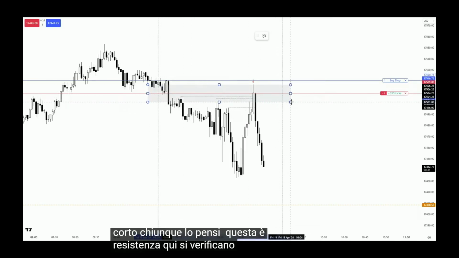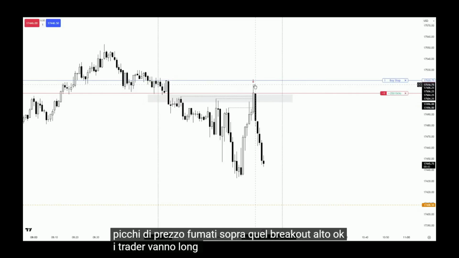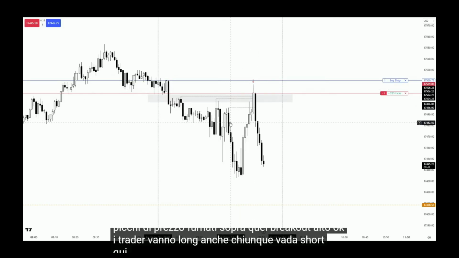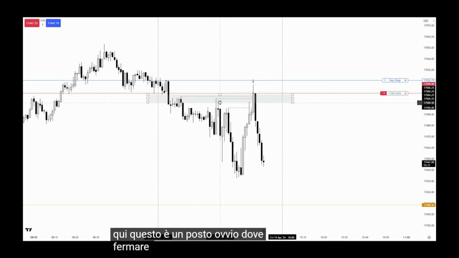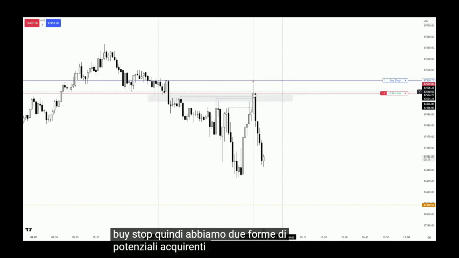They get smoked. Price pops above that high. Okay, breakout traders are going long. Also, anyone short in here, this is an obvious place to put your stop at. Those are categorized as buy stops. So we have two forms of potential buyers. They get triggered. Smart money sells to those buyers.